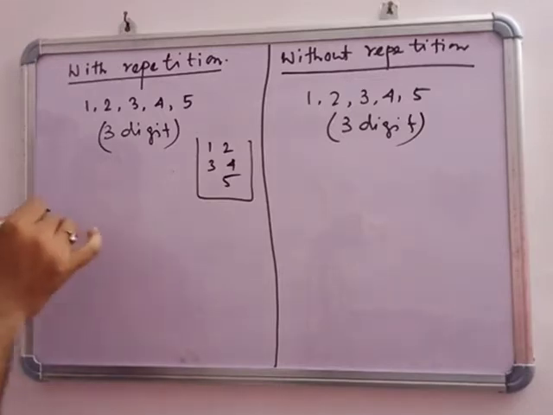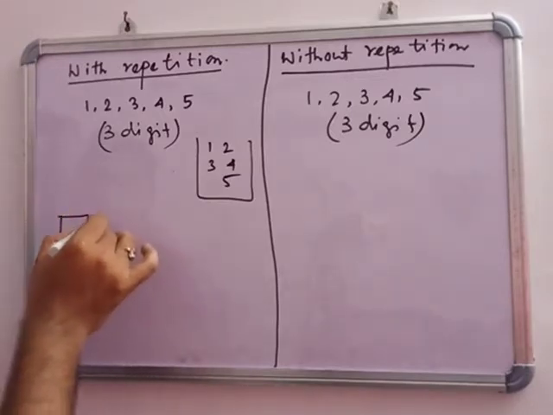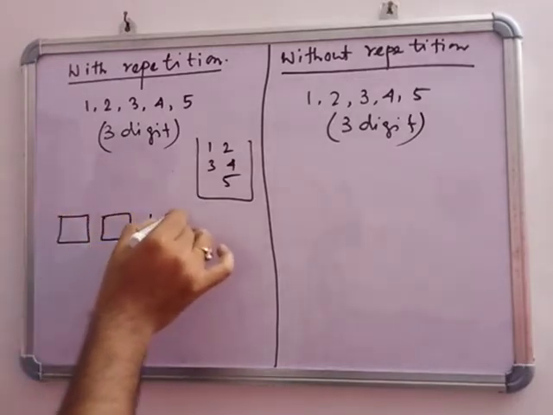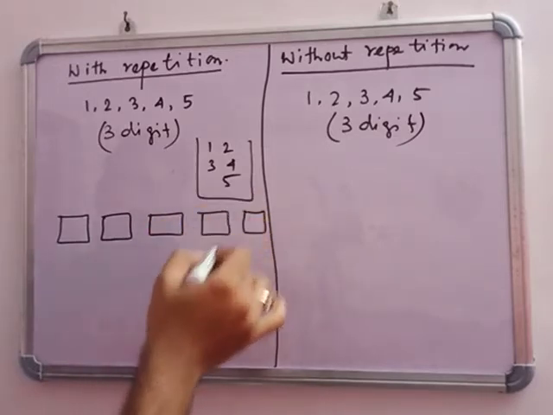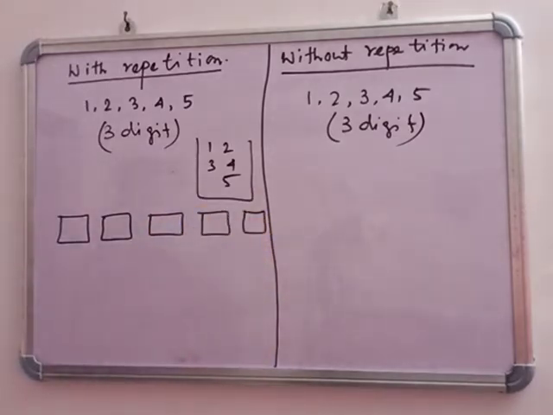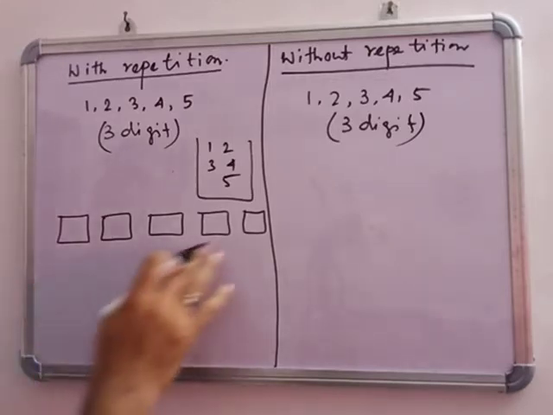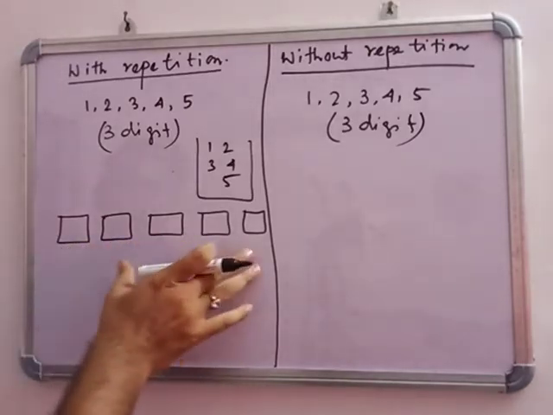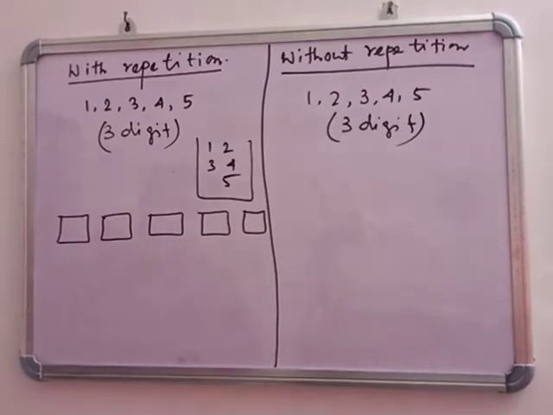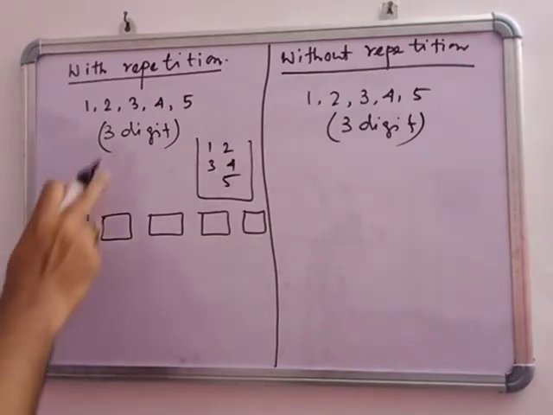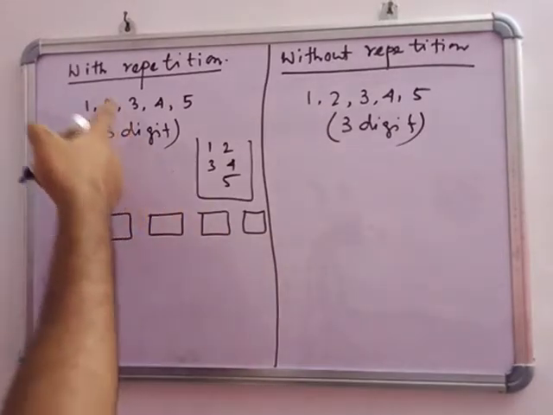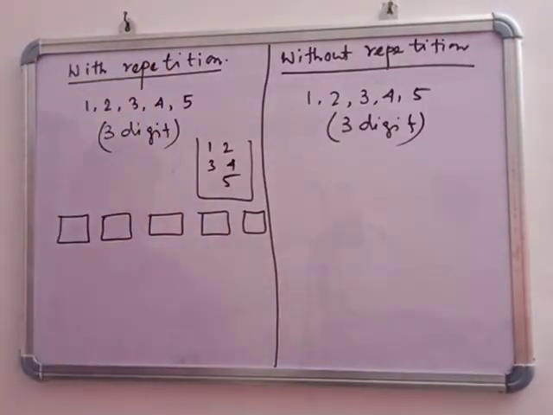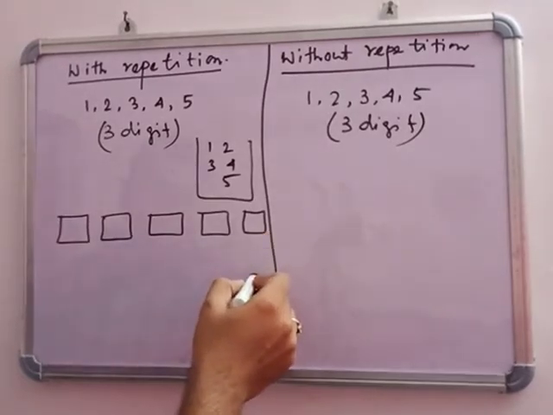Then if you make 5 boxes separately, now see that if we take 5 boxes, that means 5 numbers are there. Now you have to make a 3-digit number. So now repetition is allowed. That means you are putting from the unit digit.